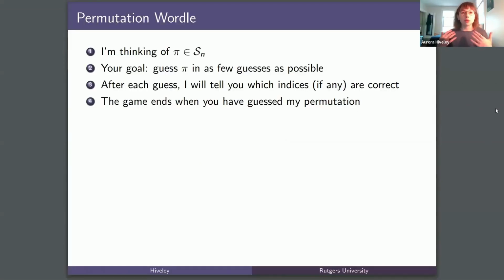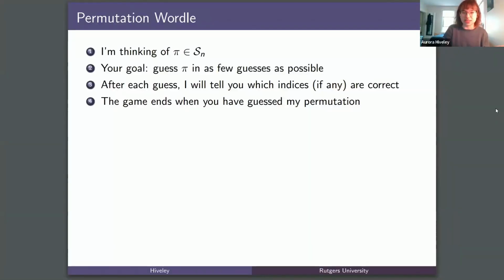Okay, great. So we're going to play a game that's sort of a mix between Wordle and Mastermind, if you're more familiar with the board game. So I'm thinking of a permutation of length n, and your goal is to guess what that permutation is in as few guesses as possible. And after each guess, I'm going to tell you which indices of your guess, if any, are correct, and the game will end when you've guessed my permutation. And your goal is to do this in as few guesses as possible.